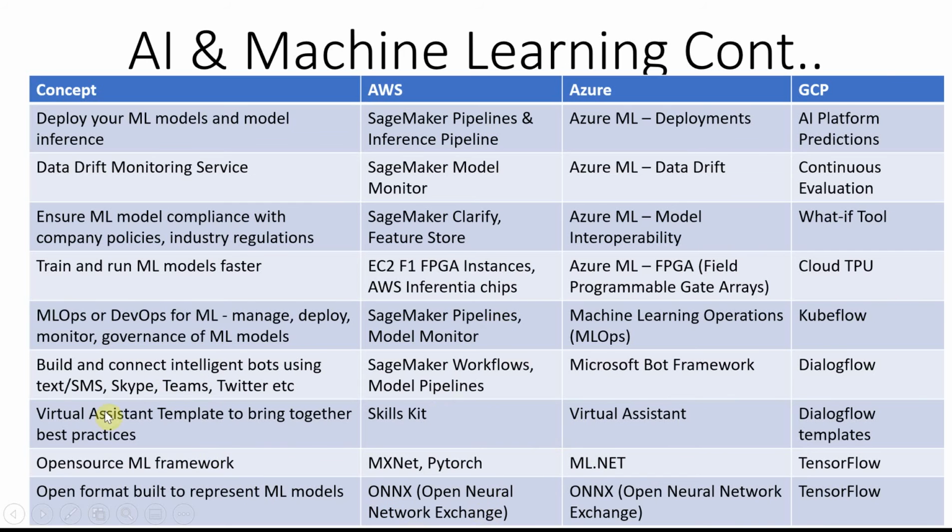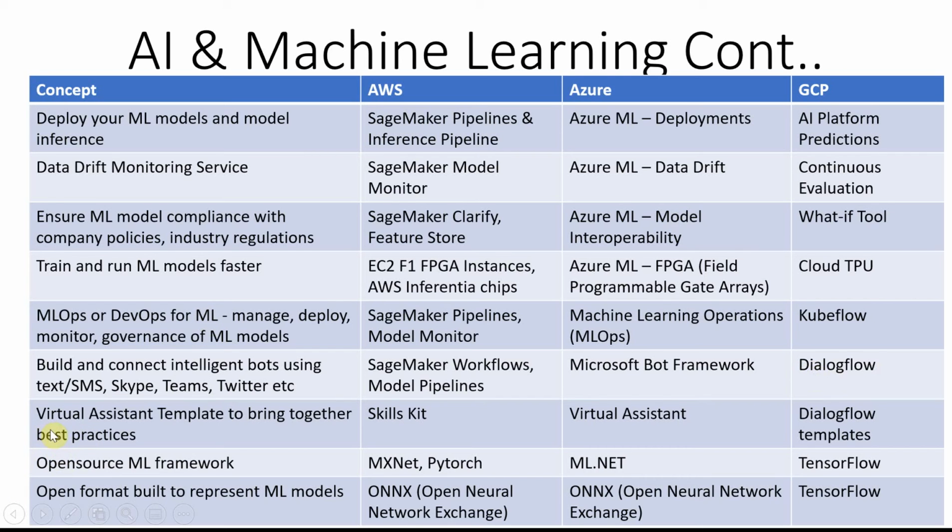So for those use cases, I think these toolings are there. AWS SageMaker workflows and AWS model pipelines will give you that connectivity to all the popular products. In Azure, it is Bot Framework, and in GCP, it is Dialogflow. The open source equivalent is Apache Airflow.